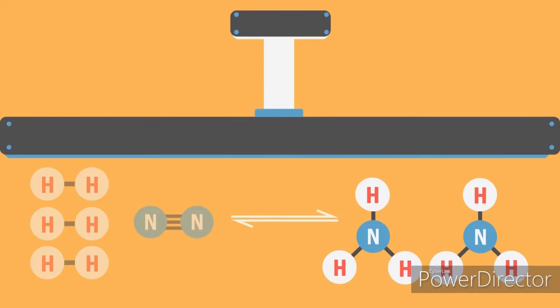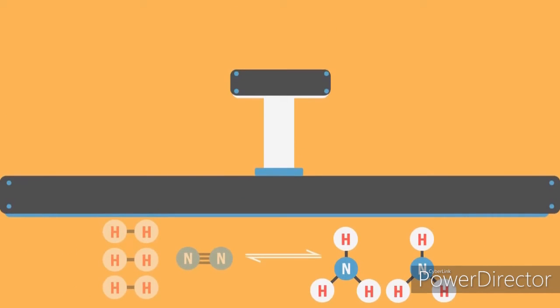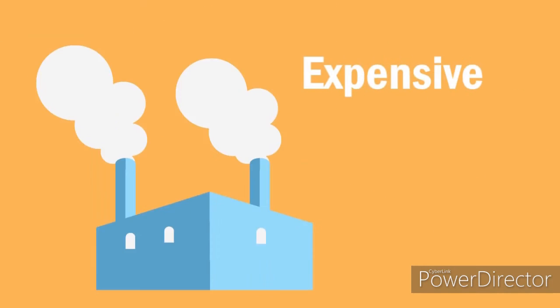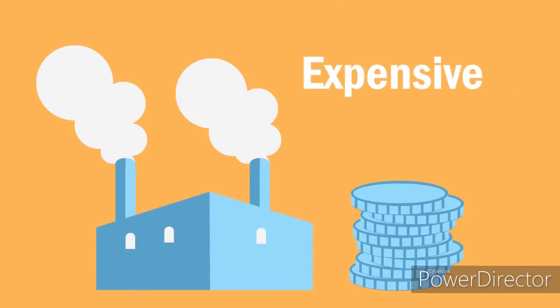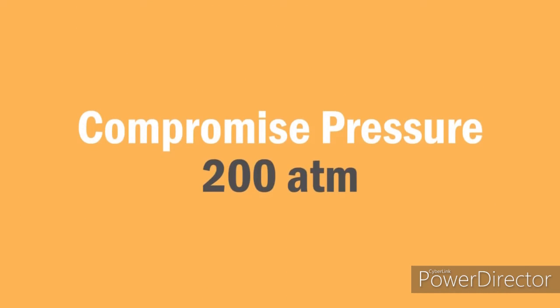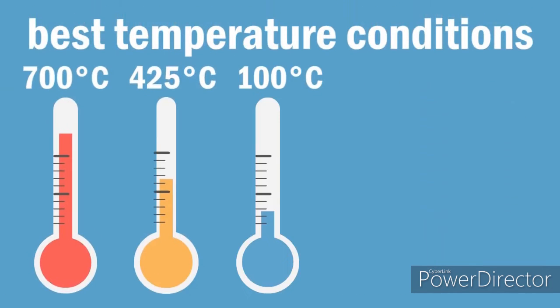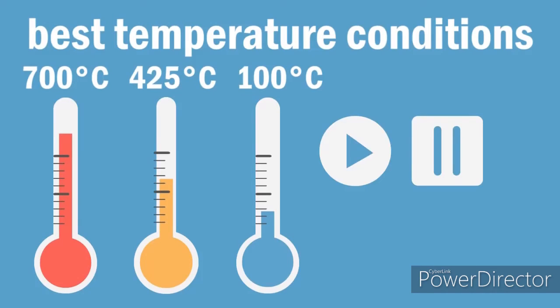It would make sense to conduct the reaction at a very high pressure, but we must also remember that it is expensive to build and operate a plant that can withstand such high pressures. Therefore, a compromise pressure of 200 atmospheres is used. Let's keep Le Chatelier's principle in mind. What do you think is the best temperature condition to maximize ammonia production? Please pause the video to think about this and resume once you are ready.